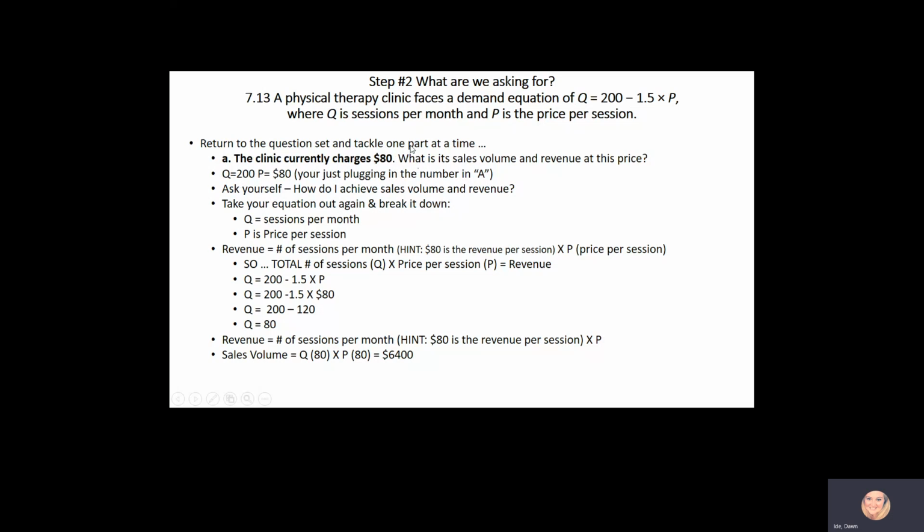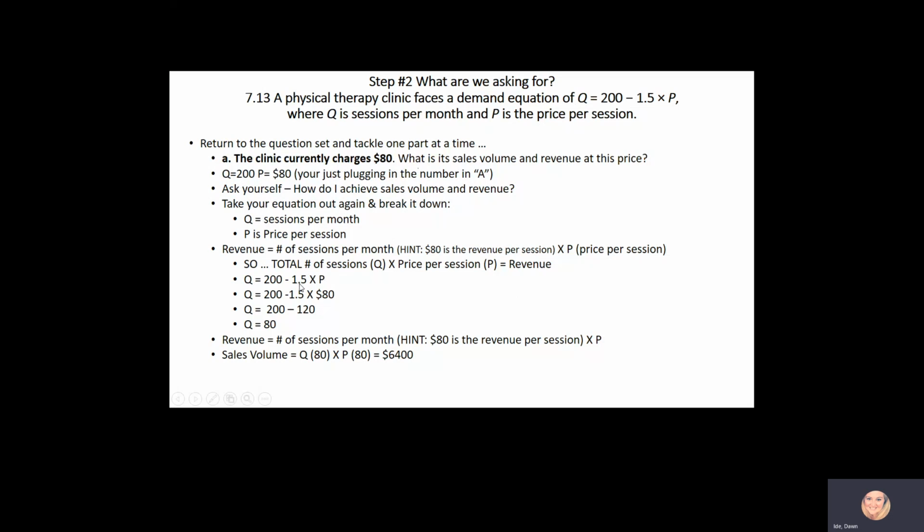Q is quantity, or in this case, sessions per month. P is for price. Revenue is the number of sessions per month, so hint, $80 is the revenue per session, times the price per session. How many sessions do you have per month? How much is each session, right? Easy. So what do they really want you to do here?